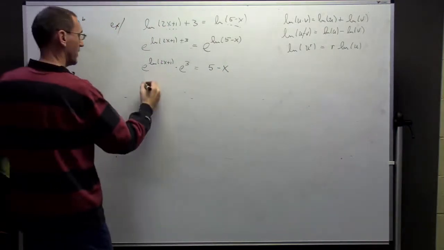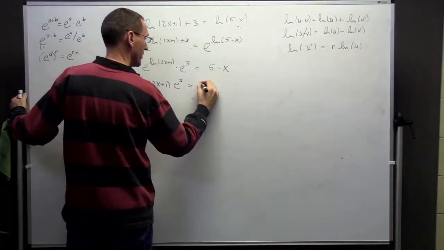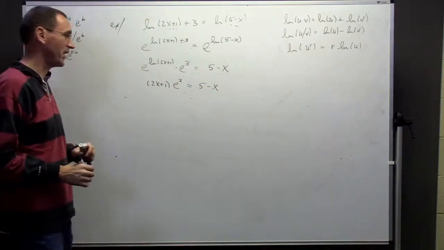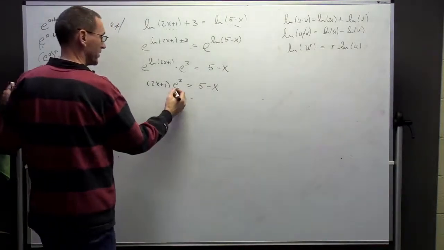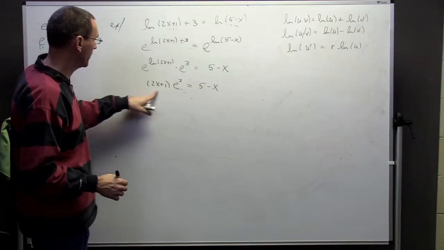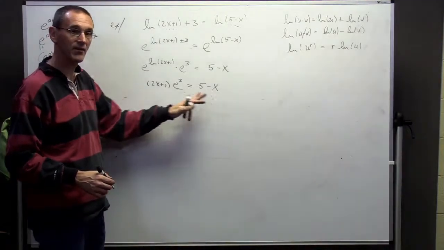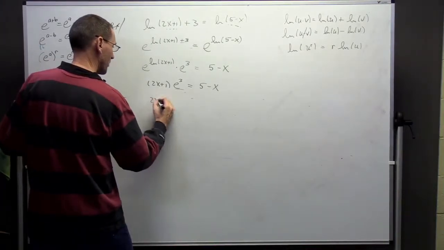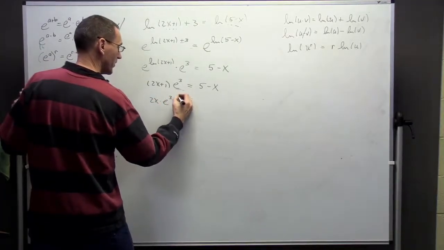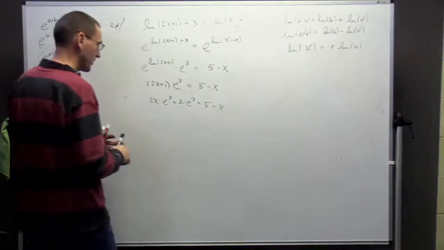Okay. Same thing here. Now this is going to be 2x plus 1 times e cubed. That's 5 minus x. And now I've got a linear equation. So this is just a constant. I'm going to multiply this through, get all the x's on the left, all the constants on the right, factor the x, and then solve just as before. So this is going to be 2x times e cubed plus 1 times e cubed is 5 minus x.